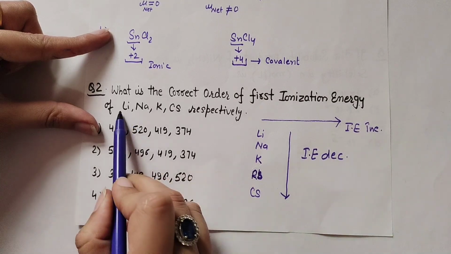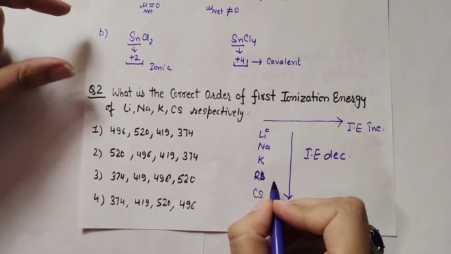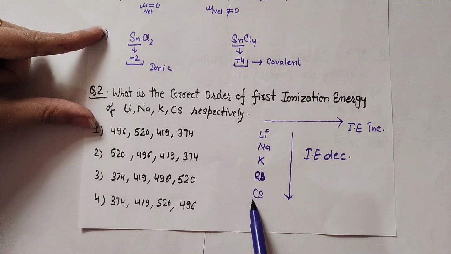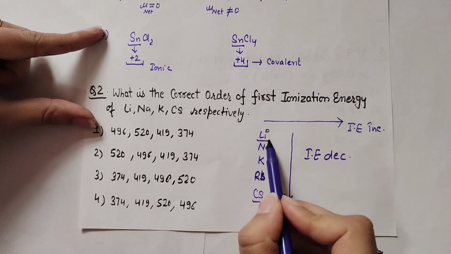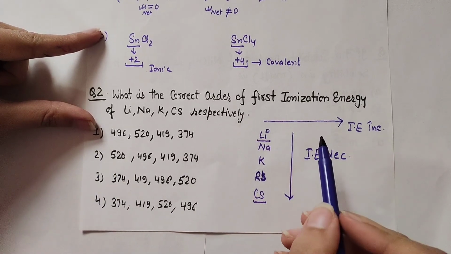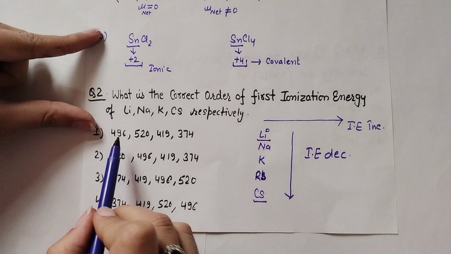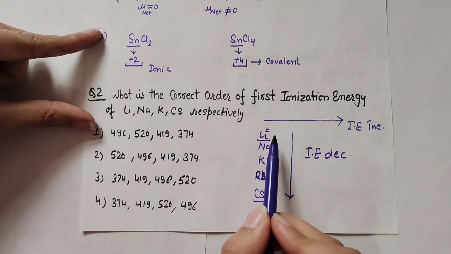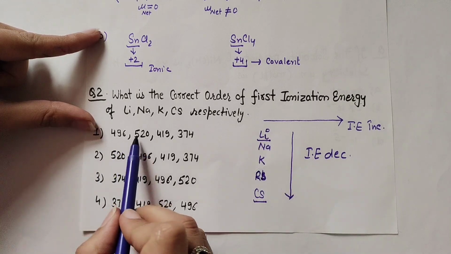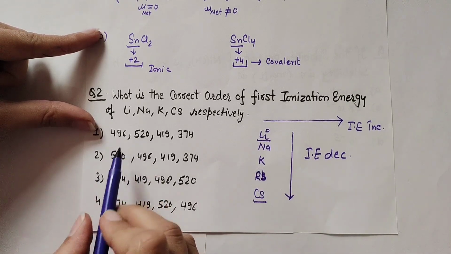So these elements we have been asked about come under the first group of the periodic table. So the ionization energy will be least for cesium and highest for lithium. Among these options, lithium would have the highest ionization enthalpy and cesium will have the lowest ionization energy. So for lithium, we'll select the higher number, that is 520.